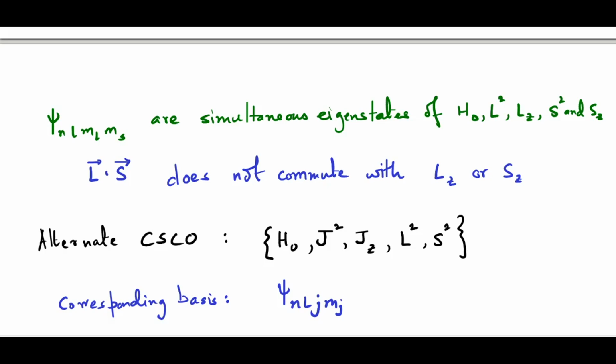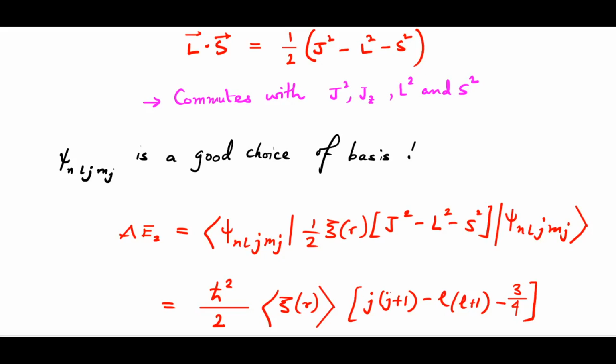So it turns out that if we were to choose this particular set as a basis, then H2 prime will come diagonal already within this basis set. In fact, the expectation value of L dot S, the thing that we need to calculate, can be evaluated very easily in this case, starting from the simple result that L dot S is half of J square minus L square minus S square.